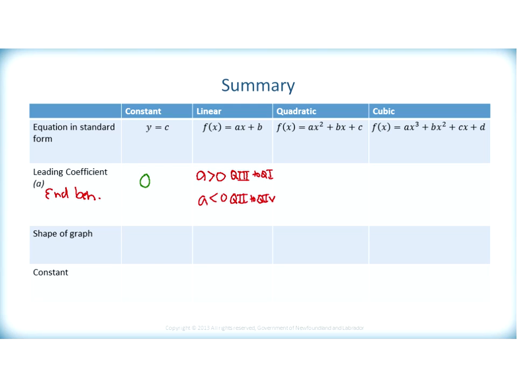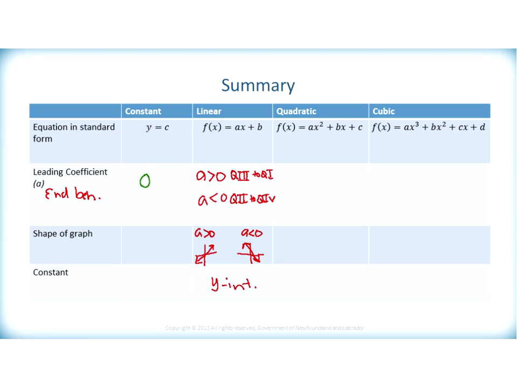And the shape of the graph, if a is greater than 0, the shape of the graph would look something like that. If a is less than 0, the shape of the graph will be a decreasing function. The constant term, as with any polynomial function, will give us the y-intercept.